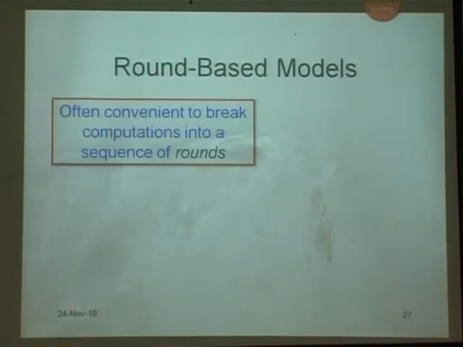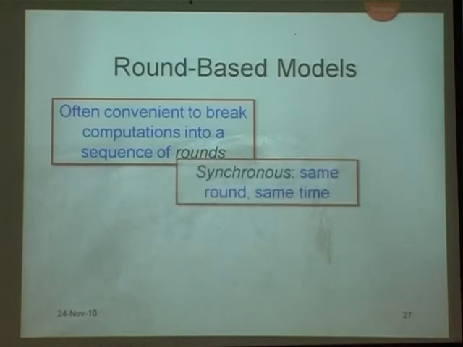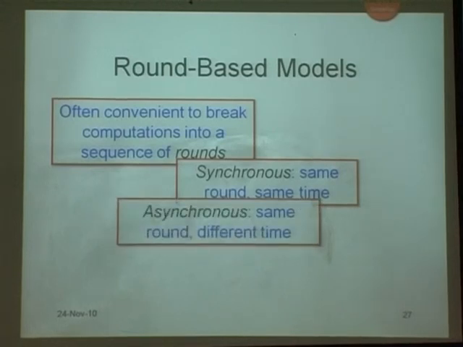So we're going to do round-based models. We're going to break computations into sequences of rounds. In synchronous models, rounds happen at the same time. So we're going to say, okay, everybody takes a step, this happens. Everyone takes a step, this happens. In asynchronous, the same round can happen at different times. So I can take my first step, and then a year and a half later, you can take your first step. And they're both the same round, even though they might not take place at the same time.